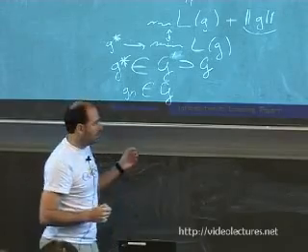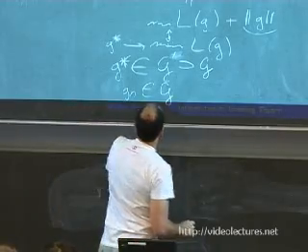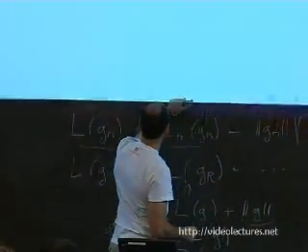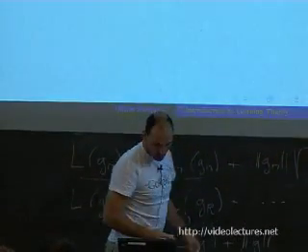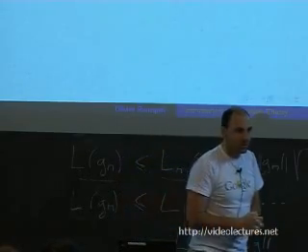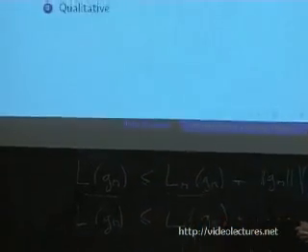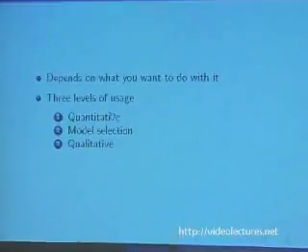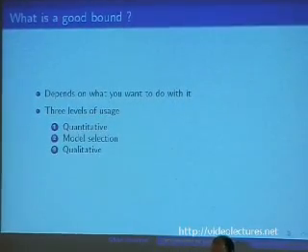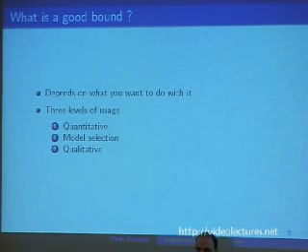Okay, good. So let's go back. I mentioned these three ways of using the bounds: either looking at the actual value of the bound, or using the value of the bound to choose between different models, or trying to look at the bound in a qualitative way.